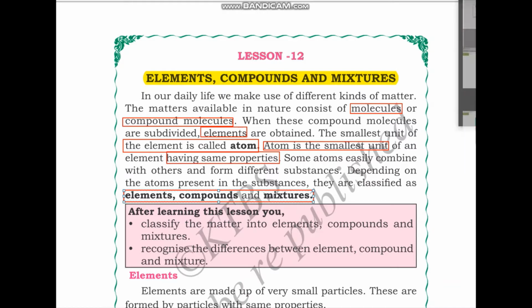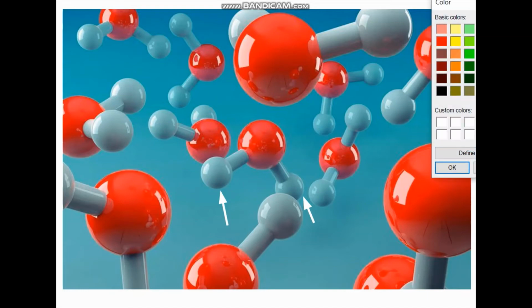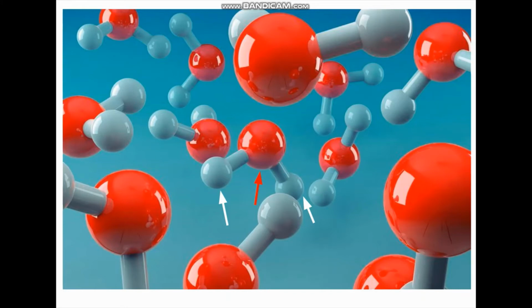I will show you an example to understand this better. We have learned that water is made up of hydrogen and oxygen. As you can see here, these are the different molecules of water. In every molecule there are two atoms of hydrogen, and one bigger atom, that is oxygen. The red one is the oxygen atom and the two white ones are the hydrogen atoms.